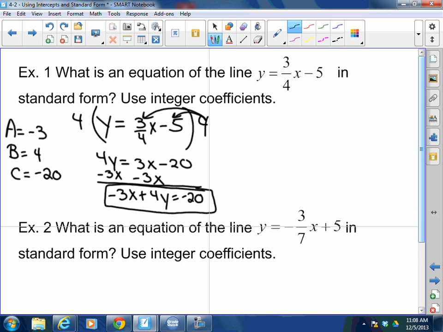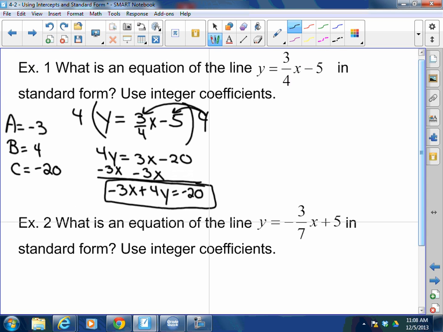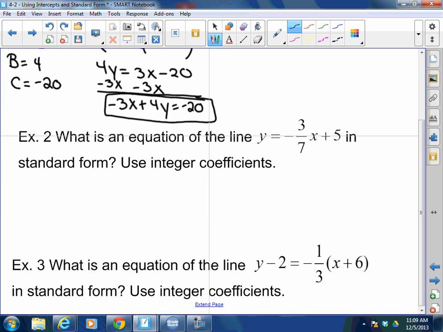Yes, sir. What did you multiply the 4 to? What did I multiply the 4 to? To everything, son. 4 times y is 4y. 4 times 3/4 is 3x. 4 times negative 5 is negative 20. Whenever I want to get rid of a denominator, I multiply the LCD to everything, my brothers. Everything. For example, what is an equation of the line y equals negative 3/7 x plus 5 in standard form?